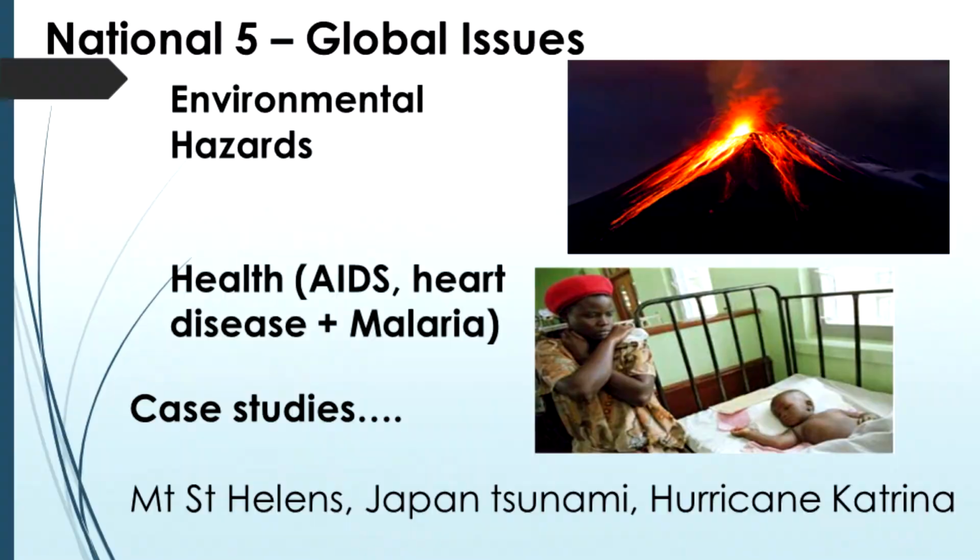The final topic is the global issues unit, and it covers 2 main areas, including the environmental hazards, health, in which the pupils have studied 3 diseases: AIDS, heart disease and malaria. Again, case studies are very important to this unit, and pupils should be able to refer in detail to the Mount St. Helens volcanic eruption, the Japan tsunami and Hurricane Katrina.